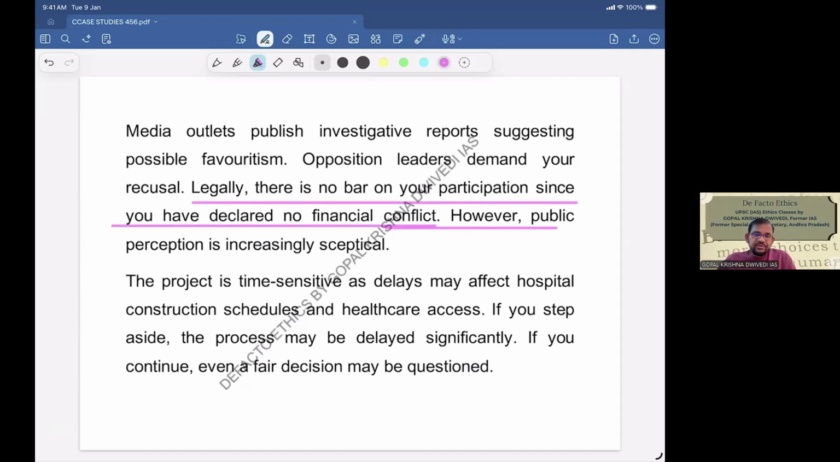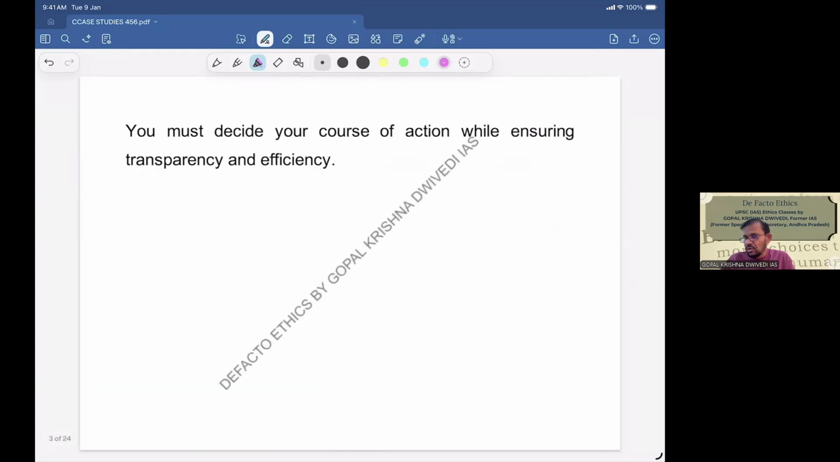The project is time sensitive, as delays may affect hospital construction schedules and healthcare access. If you step aside, the process may be delayed significantly. So delay is another significant issue in this whole case, because there is urgency for this project. If you continue, even a fair decision may be questioned. So you must decide your course of action while ensuring transparency and efficiency.